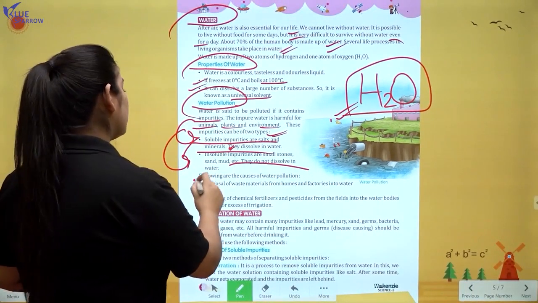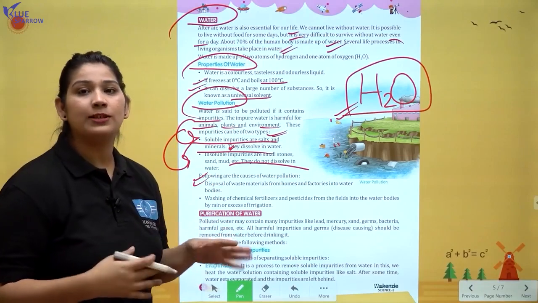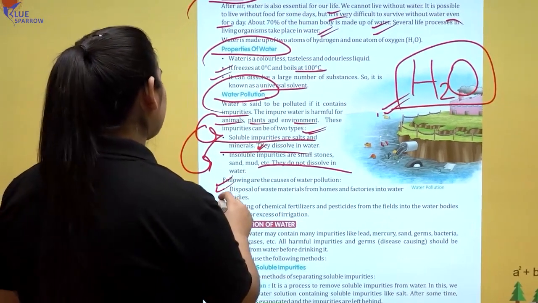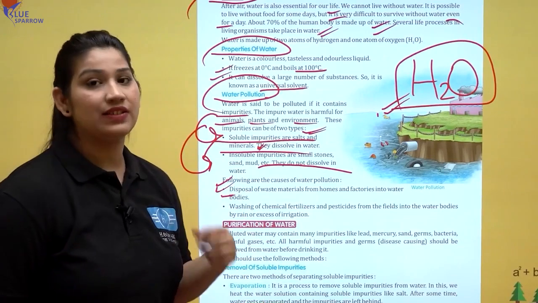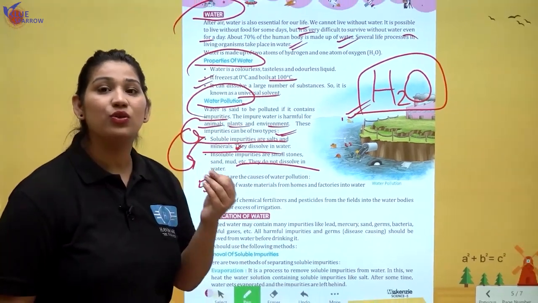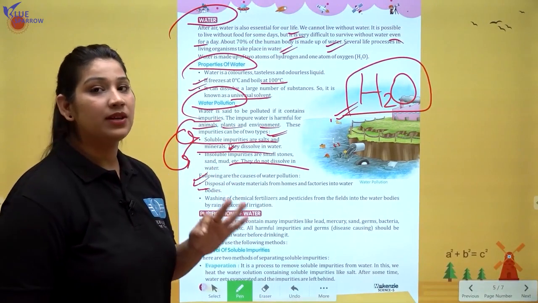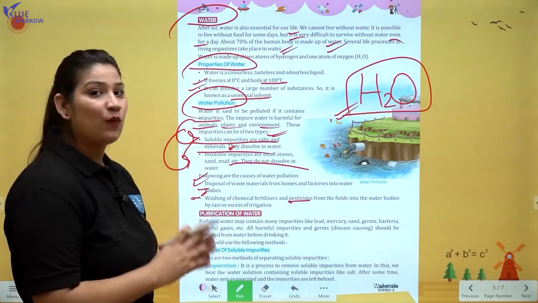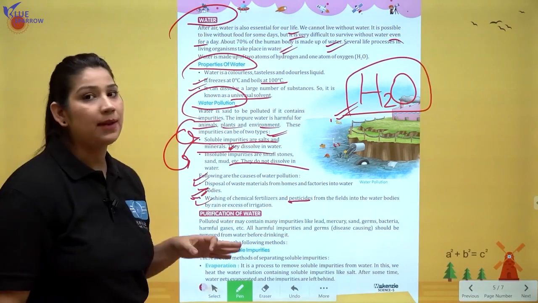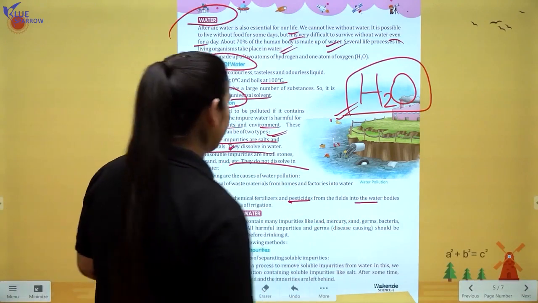Following are some causes of water pollution. Water pollution is caused by various factors. Let us understand some. Disposal of waste materials from homes and factories into water, which is very wrong. We do not dispose our waste materials into water. Washing of chemical fertilizers and pesticides from the fields into the water bodies.